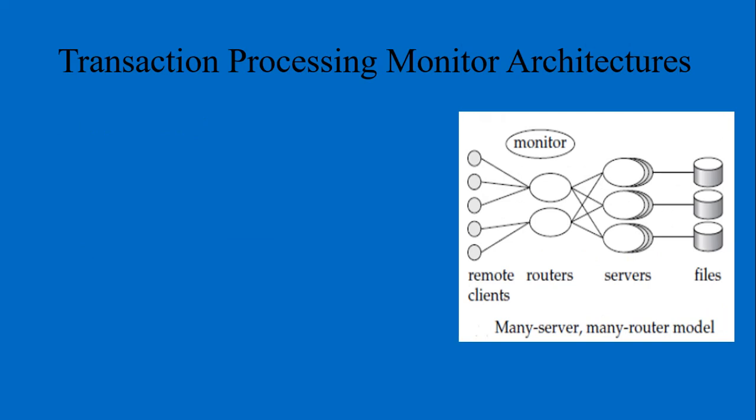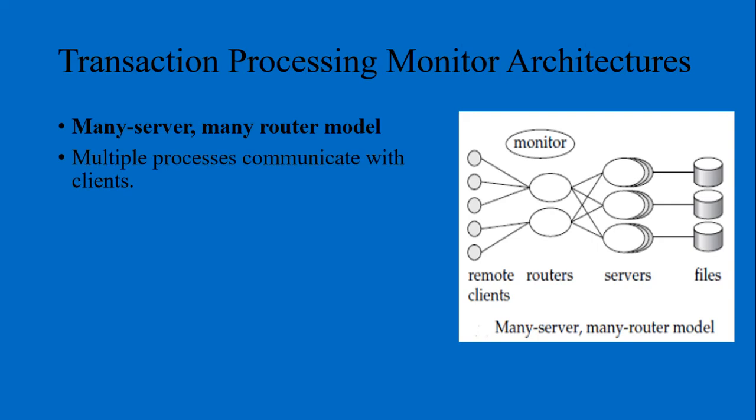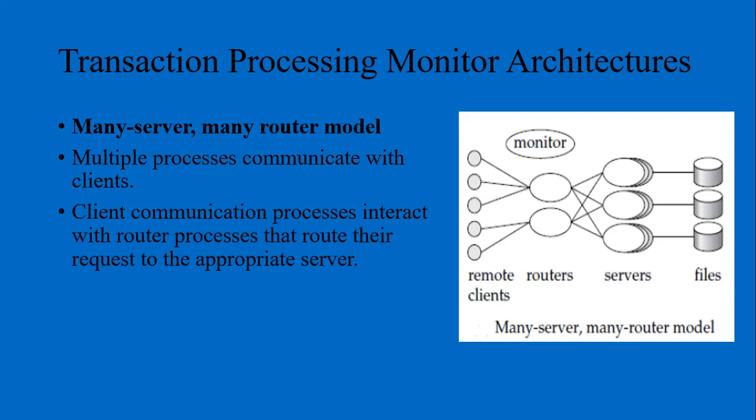Now let us move forward to the next model, that is the many-server many-router model. It has multiple processes rather than one to communicate with clients. The client communication processes interact with one or more router processes, which route their requests to the appropriate server. In this, the controller process, that is, the monitor, starts up the other processes and supervises their functioning.